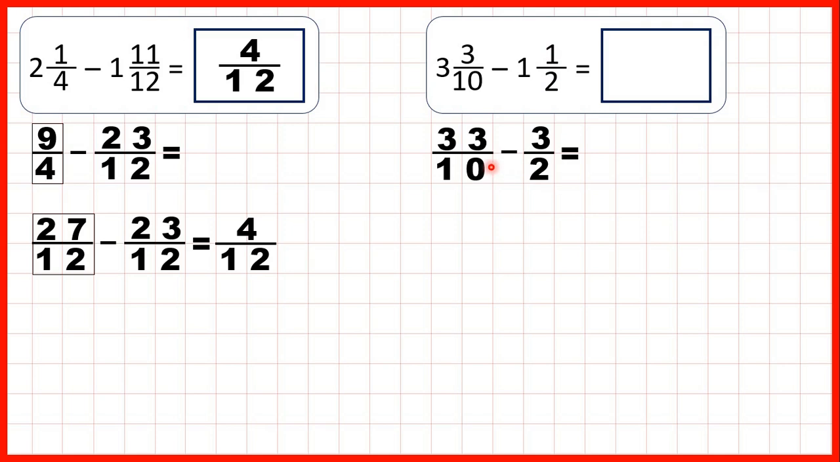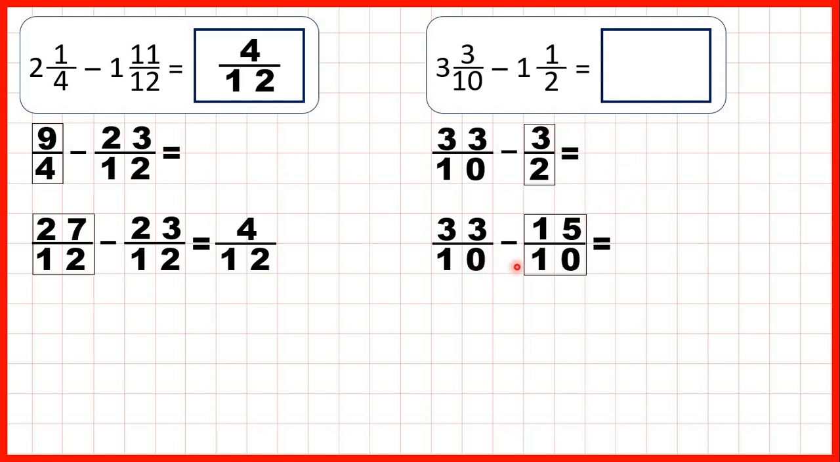But to subtract fractions, we need the denominators to be the same. Now 10 is in the 2 times table, so we can find a fraction equivalent to 3 halves which has a denominator of 10. So let's rewrite our question. The 33 tenths stays the same, but instead of 3 halves, we can subtract 15 tenths. That's equivalent to 3 halves because 2 times 5 is 10, and what we do to the denominator, we do to the numerator, and 3 times 5 is 15.